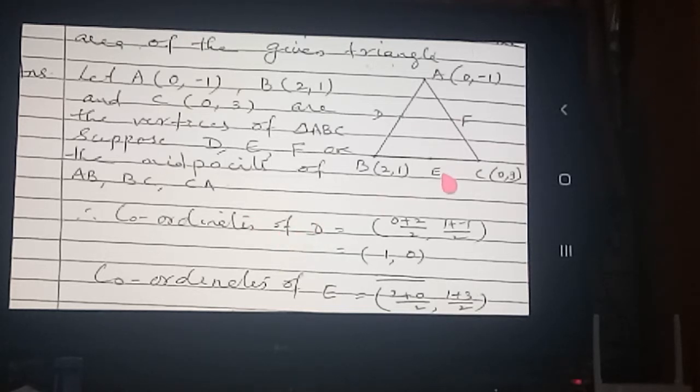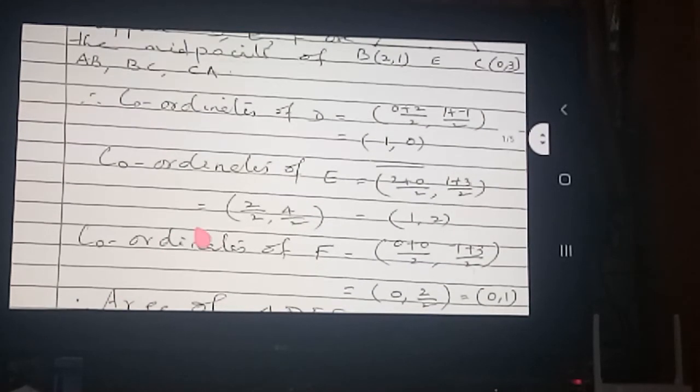And now find the coordinates of E. Same midpoint formula applies: (2 plus 0) by 2, (1 plus 3) by 2. So what is here? 2 plus 0 means 2, by 2. Here 4 by 2. 2 by 2 means 1, 4 by 2 means 2.